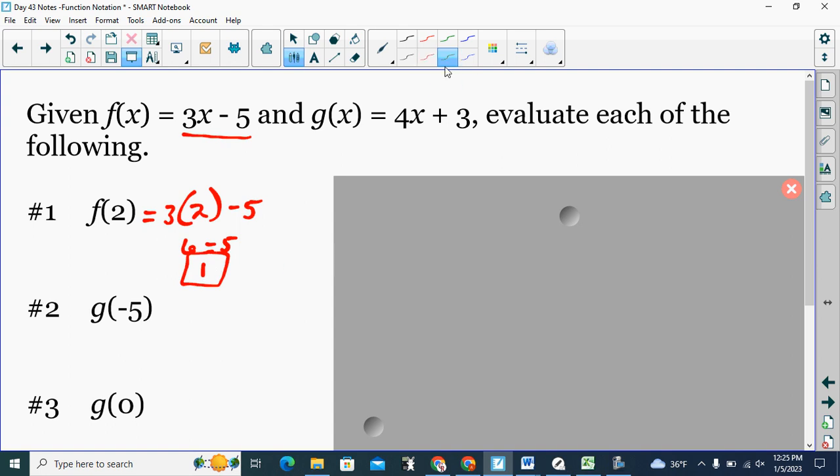Number 2 asks us to evaluate g of negative 5. g of negative 5, so we're using the g of x equation this time. And my x value is negative 5. So I'm going to the g of x function. I'm replacing the x with a negative 5. 4 times x plus 3, so I'm doing 4 times negative 5 plus 3. Order of operations, we multiply before we add. 4 times negative 5 is negative 20. Plus 3 gives us negative 17.